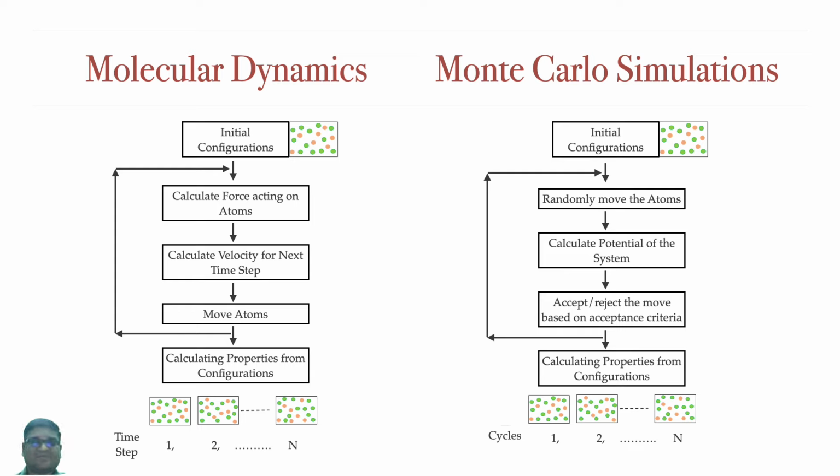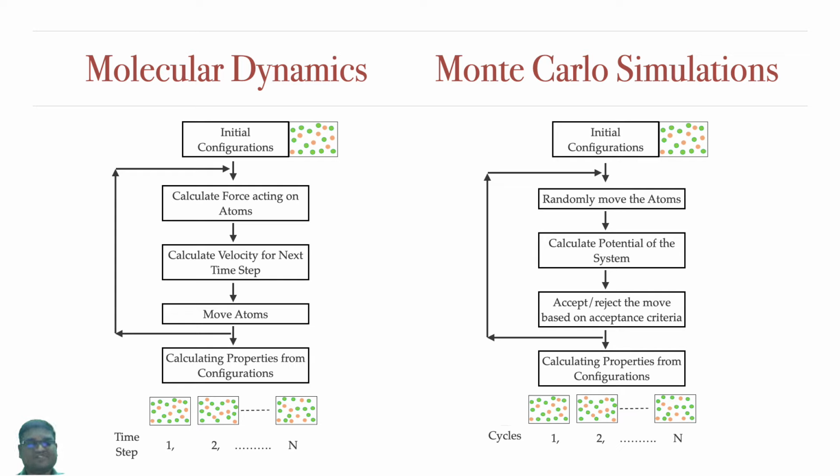Here also we'll calculate the properties based on the collection of configurations we collected. So both have the same algorithm. The only difference is that in molecular dynamics, based on Newton's laws of motion, we calculate the velocity and move the atom, whereas in Monte Carlo simulation, we move randomly, then calculate the potential, and the move is accepted or not based on the acceptance criteria, and then we move forward.